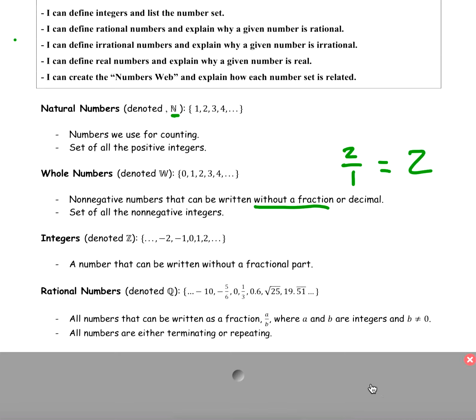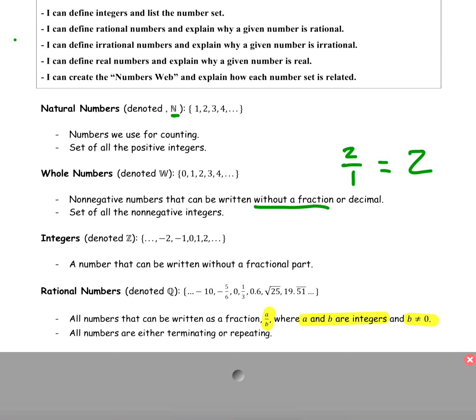Rational numbers are denoted with a Q, and those are all numbers that can be written as a fraction, A over B, where A and B are integers. This is a very important definition, and this is also important: B cannot equal 0. Because remember, if B is equal to 0, so say we have A over 0, that's undefined. We can't have a 0 in the denominator. So that would not be a rational number if B was 0. So we have to make sure we say at the end B cannot equal 0.